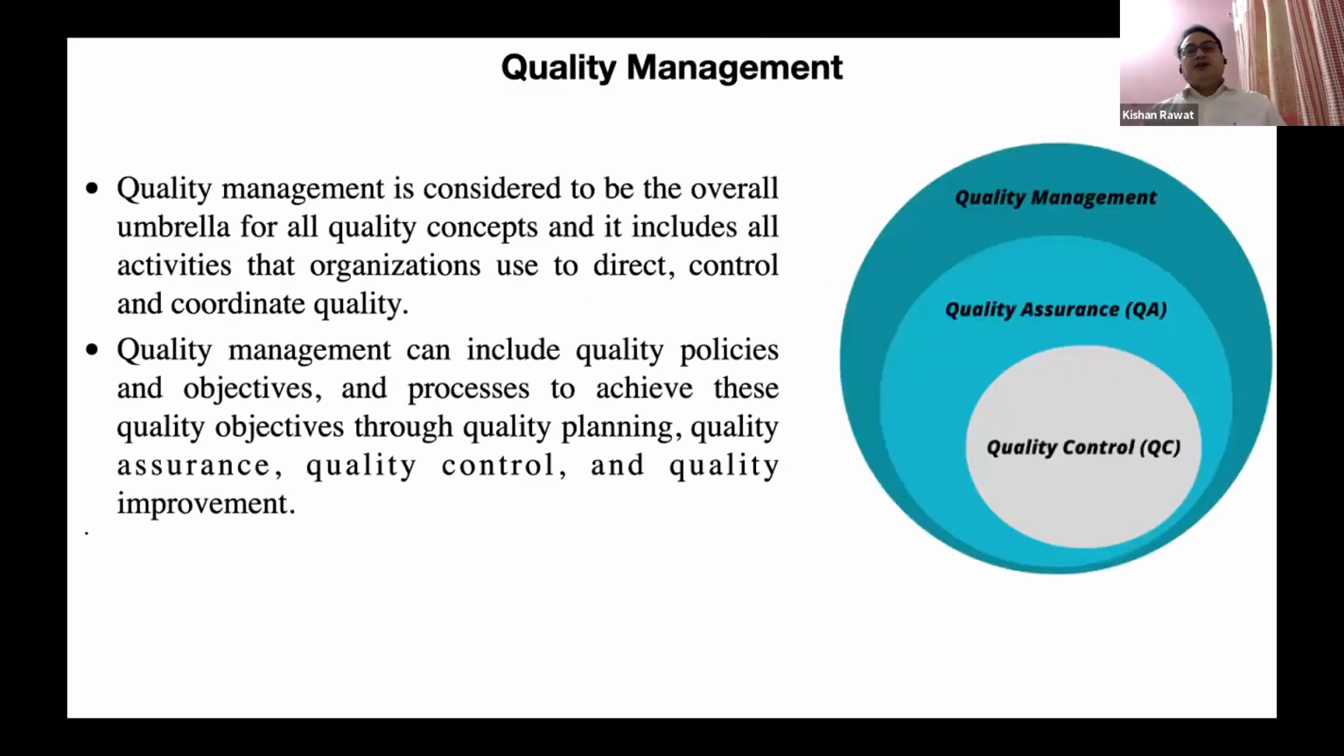Quality management. This is an overall umbrella for all quality concepts, which includes all the activities that organizations use to direct, control, and coordinate the quality. So quality management can include quality policies, objectives, and processes to achieve these quality objectives through quality planning, quality control, and quality improvement.